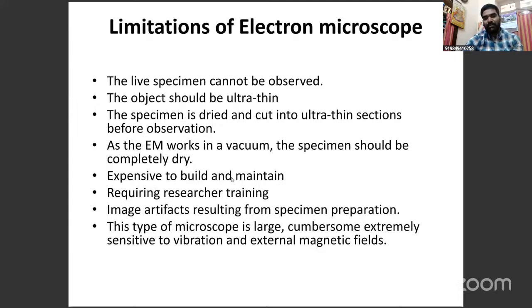Expensive to build and maintain. The electron microscope is expensive, requiring research training. So we need some researcher training to operate the electron microscope. Image artifacts result from specimen preparation. This type of microscope is large, cumbersome, and extremely sensitive to vibration and external magnetic fields. Okay.